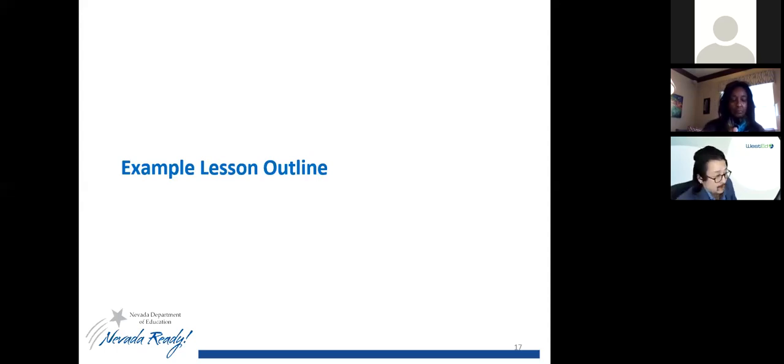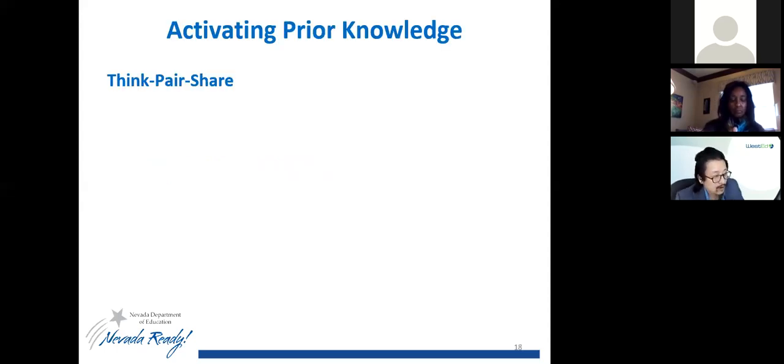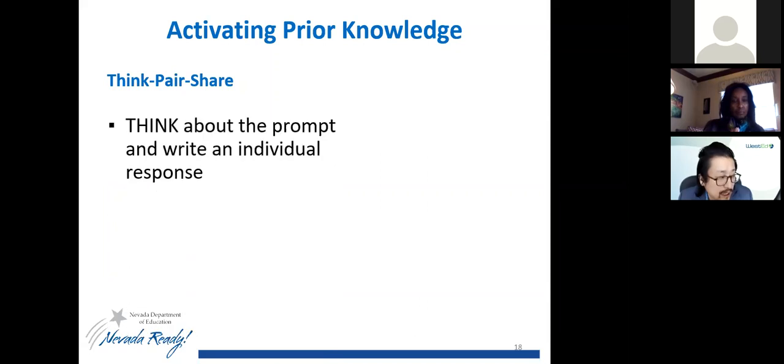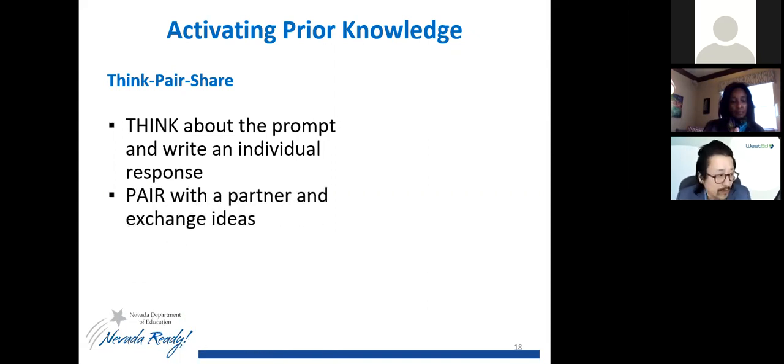Okay, so here we go. It's important to activate and connect to prior knowledge. So a good task that can do this is a think, pair, share. We recommend doing a think, pair, share in the following fashion. First, give students time to think individually about a prompt and maybe jot down some ideas. Then they work with a partner and they go back and forth and discuss their ideas with each other.